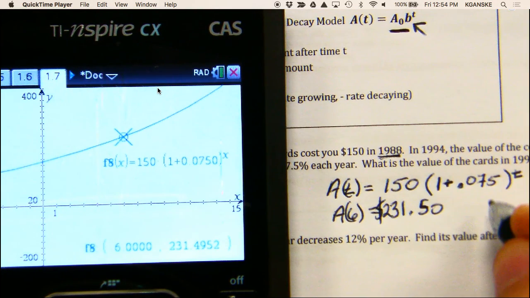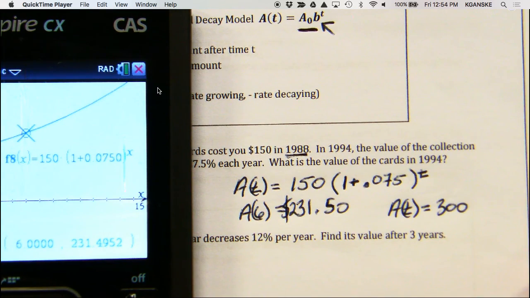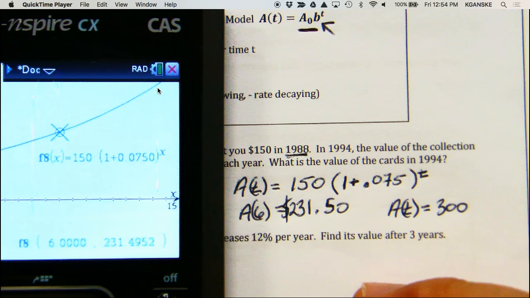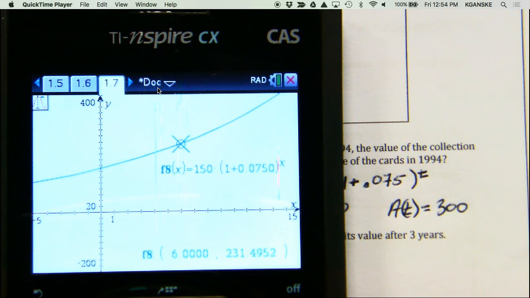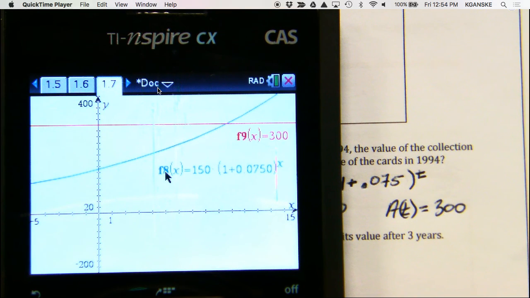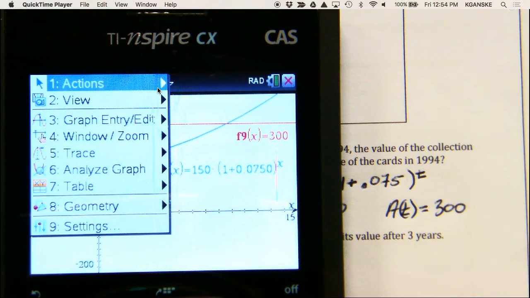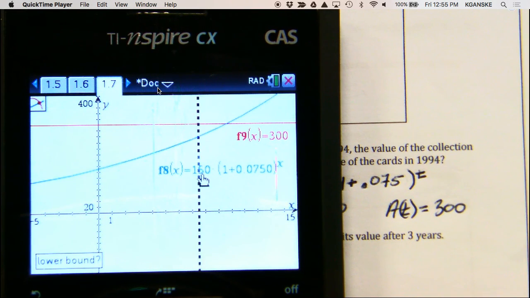I could ask, when are those baseball cards going to equal, let's say, $300? And you would set it up like this. Right? And so how am I going to do that on the calculator? Yeah, so I want to put another graph in that gives me 300. And then I'm just looking for this point, so you do an intersection. Okay, all the same stuff on the calculator as we did before.